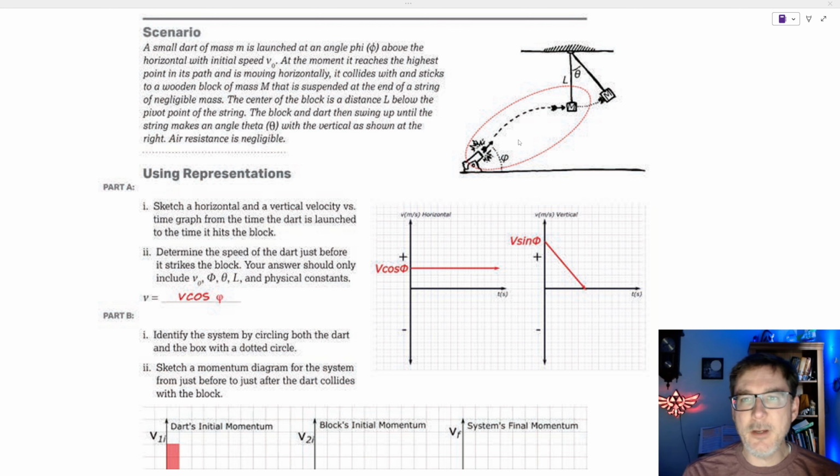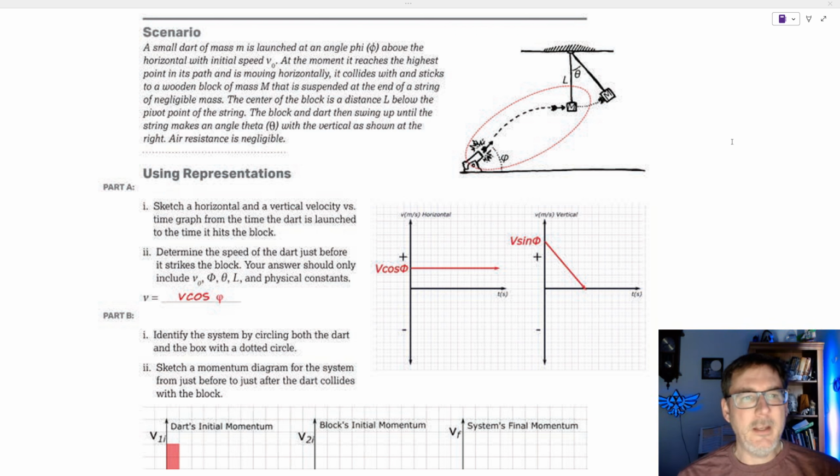So we have our little diagram here. You can see the dart is fired at an angle, and just as it gets to the top, it hits this pendulum that's sitting there. It sticks into the pendulum, and then it causes the pendulum to fly up into the air at this angle.